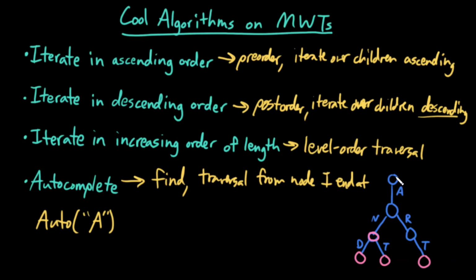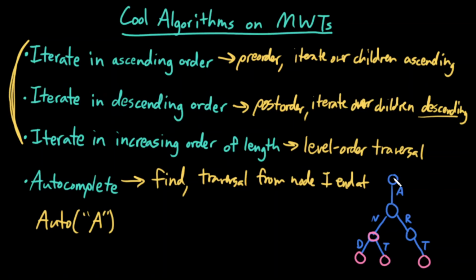I start at the root. The current letter is A. I have a child labeled by A. I go down one. My word is done. My current node is here. Now I can do a tree traversal at this node. And actually, I could do any of these three traversals I've already dictated.